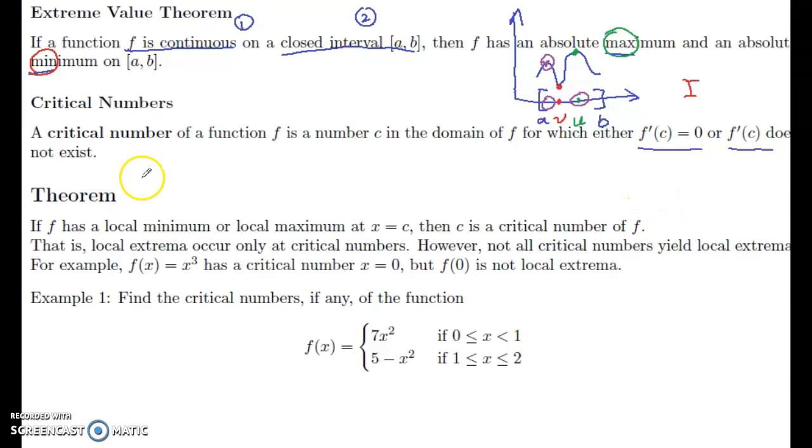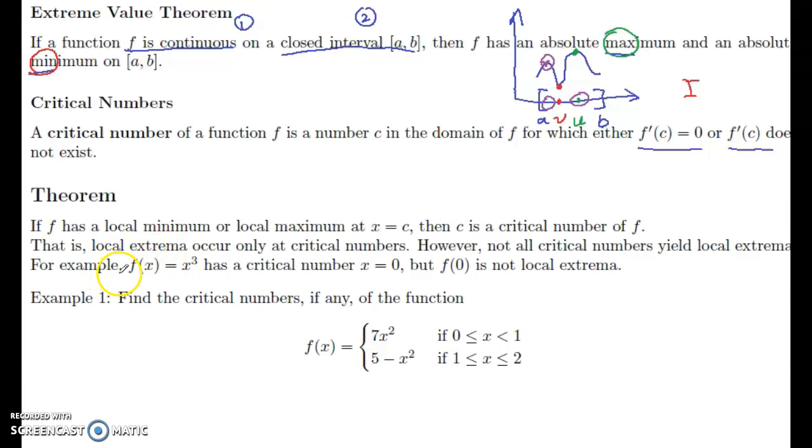That critical number is going to help us locate the local minimum and local maximum because of this theorem. If f has a local minimum or local maximum at x equals c, then c must be a critical number. So local extrema occur only at critical numbers. However, critical numbers do not necessarily mean a local maximum or local minimum. If you find a critical number, it doesn't mean it's going to give you a minimum or maximum. Why?